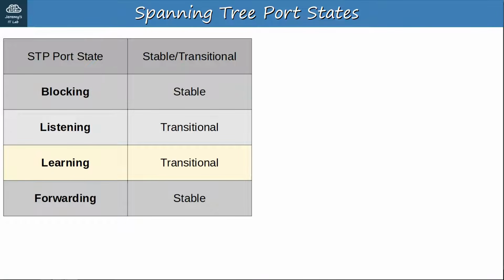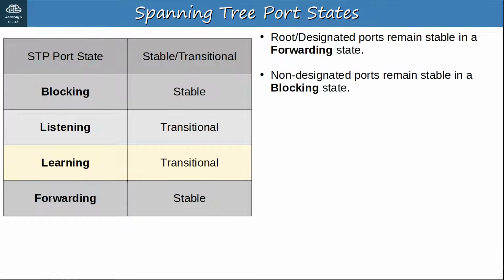First, let's take a look at spanning tree port states. You are already familiar with two, blocking and forwarding, but there are two others, listening and learning. Blocking and forwarding are the two stable states. Root and designated ports remain stable in a forwarding state, and non-designated ports remain stable in a blocking state. Note that they only remain stable as long as there are no changes in the network topology. If a new device is added, an interface is shut down, or a hardware failure occurs somewhere, they may have to change states. But as I said, as long as the network is stable, each spanning tree interface will be stable in one of these states.